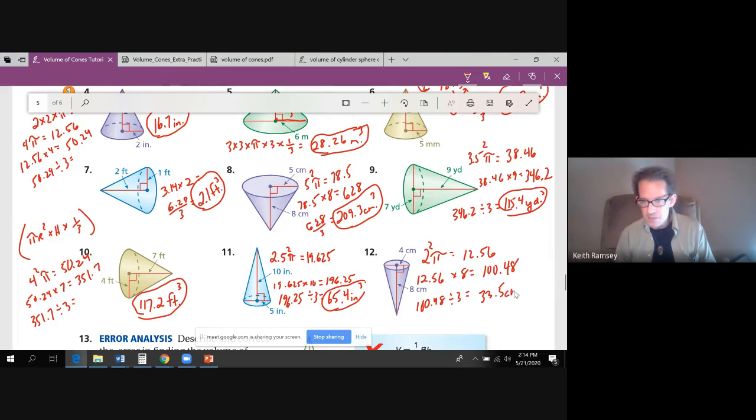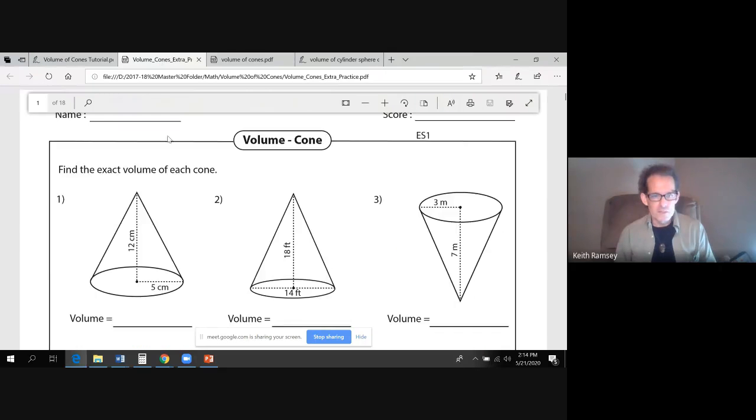33.5 cubic centimeters for number 12. Okay, let's come over here and look at a few more examples. I'm going to do number 1 with you, and I'm going to let you have a minute to look at number 2 and number 3. So number 1 is giving us exactly what we want. We want the radius. Notice number 2 is giving you the diameter. You want half of that.